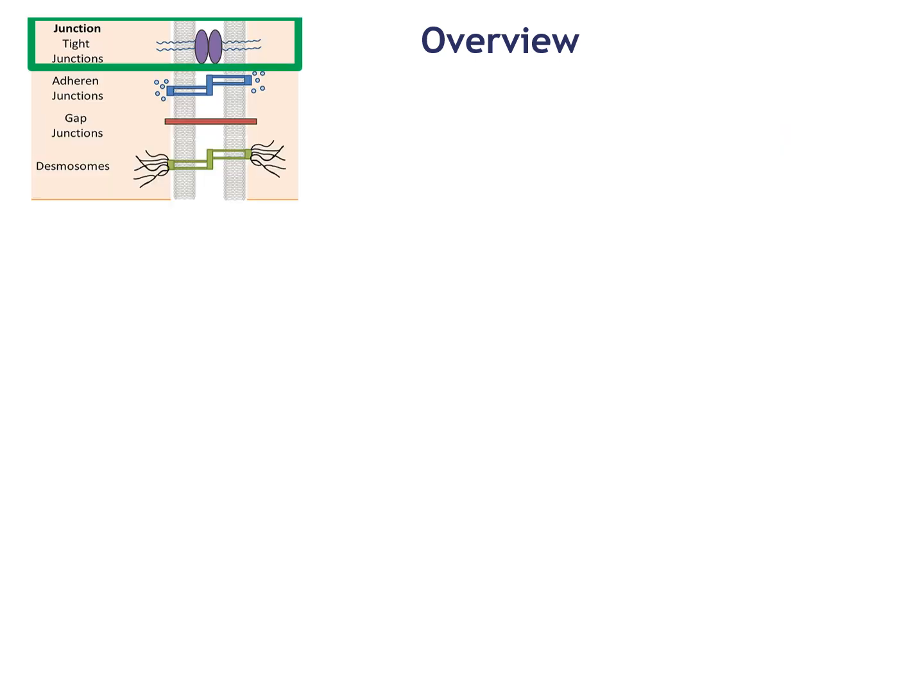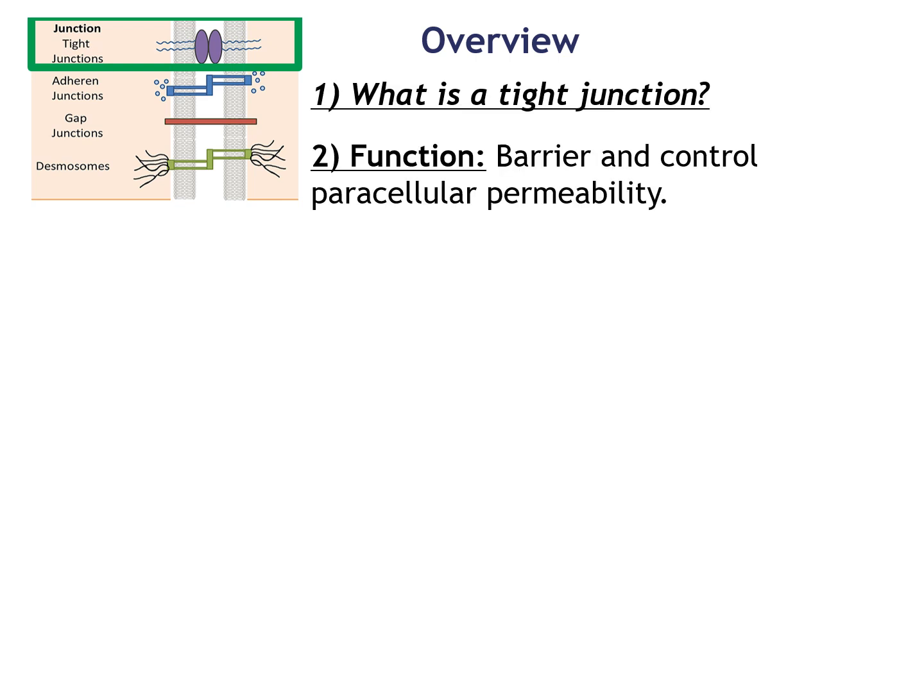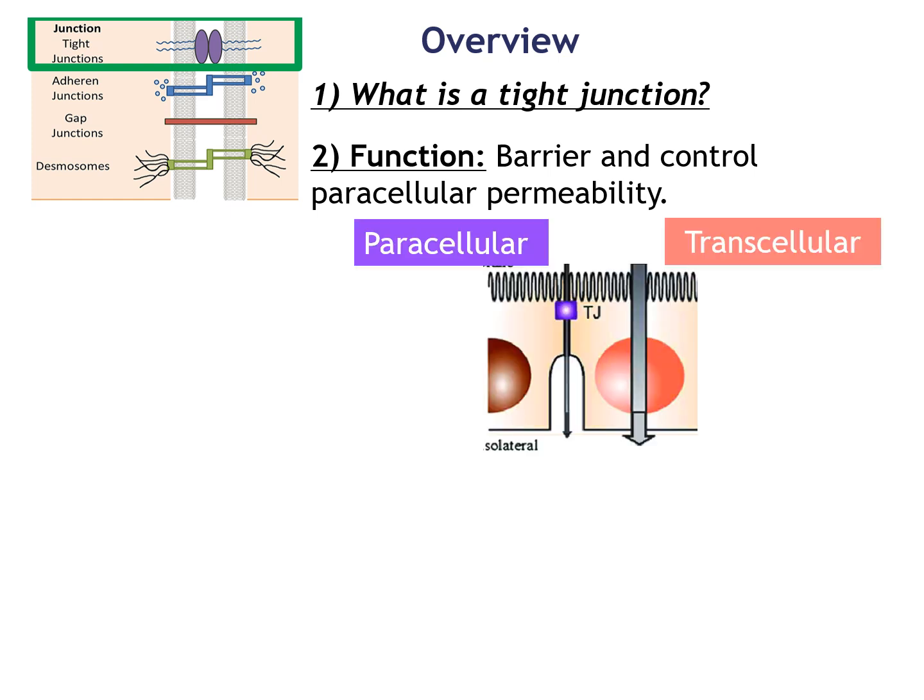Okay, so let's start. The tight junctions, I will tell you that they work as a barrier and control of paracellular permeability. So this is why it's so important. It's a barrier, and you can find it in the kidneys, in the tight junctions, and they control the paracellular transport.